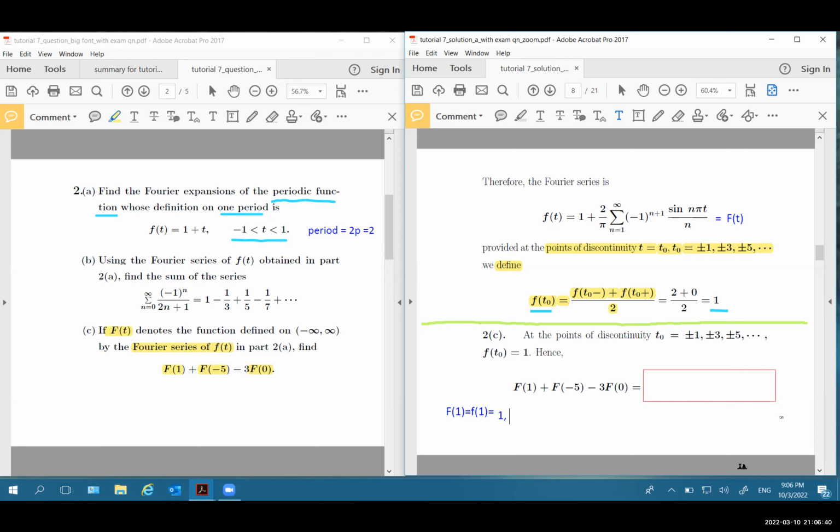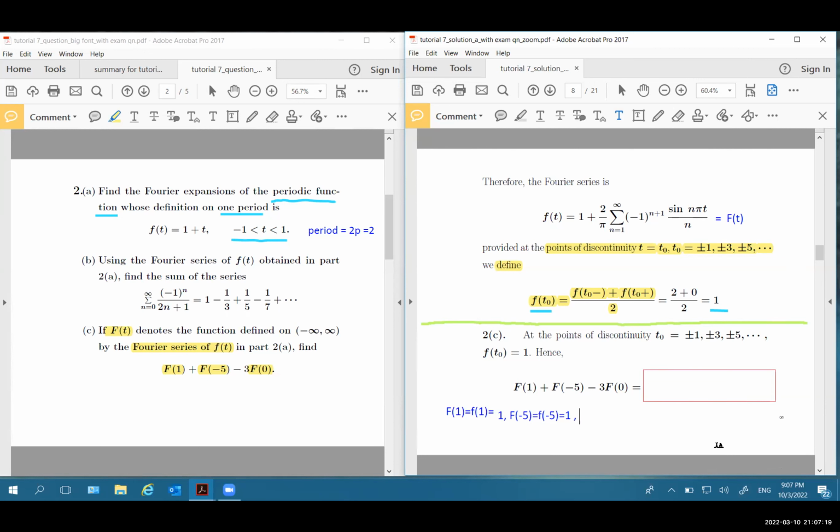Same thing. How about F(-5) then? That's the next term that you need to find. It is also equal to small f at -5. Now, what is small f at -5? Anyone tell me the answer? 1. Yeah, it's also 1. How do you know? Because you defined it to be 1 at points of discontinuity, and -5 is also a point of discontinuity. So this one is also 1.